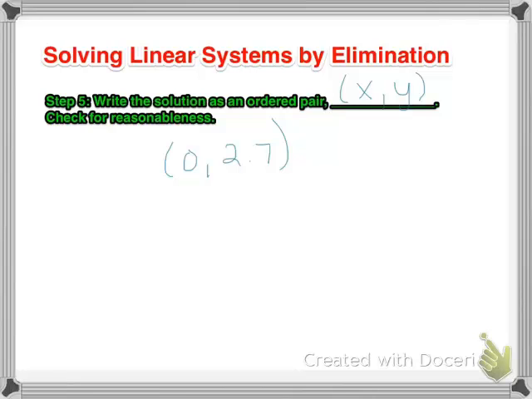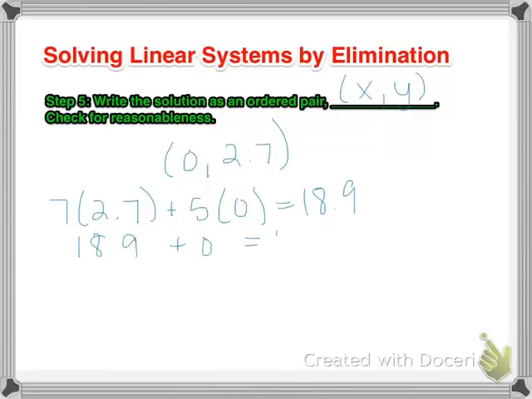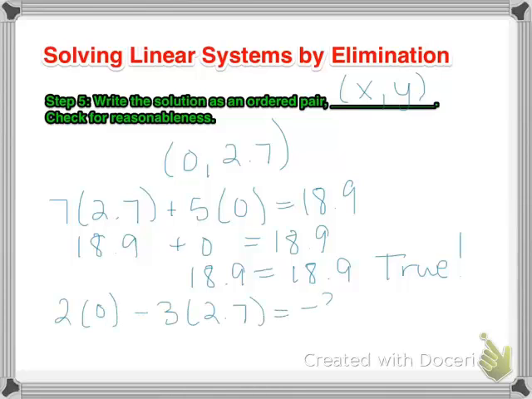The first equation becomes 7 times 2.7 plus 5 times 0 equals 18.9. You could type that into a calculator or perform the operations by hand and show that the solutions do satisfy the equation. The second equation becomes 2 times 0 minus 3 times 2.7 equals negative 8.1. Again, working that out shows that the solutions we found do satisfy the equation. So we can conclude that the point 0, 2.7 is a reasonable solution.